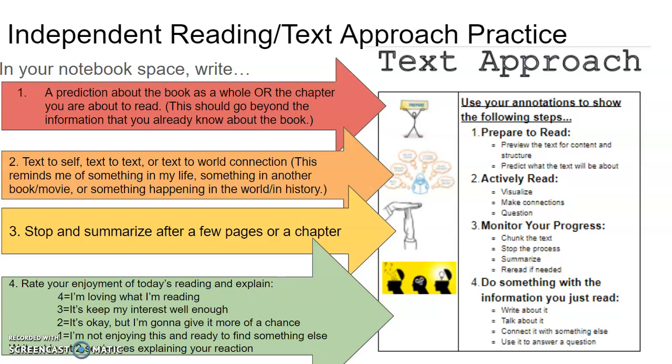Okay, now that you've written your prediction, you're going to continue reading. And during your reading, you're going to write a text to self, a text to text, or a text to world connection. That's step number 2, actively read. You don't have to do all 3, just pick one. So you'll say something like, this reminds me of something in my life, something in another book or movie that I read, or something happening in the world or in history. So write a text to something connection. That will be step 2.